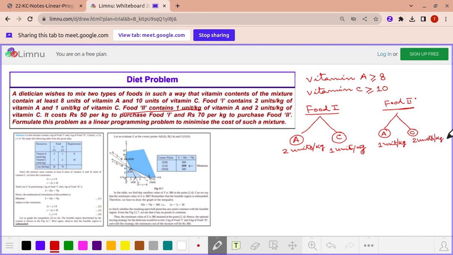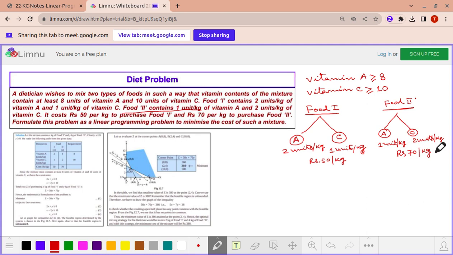It costs rupees 50 per kg to purchase food 1, and rupees 70 per kg to purchase food 2. That is rupees 70 per kg for food 2. Now what is the question here?